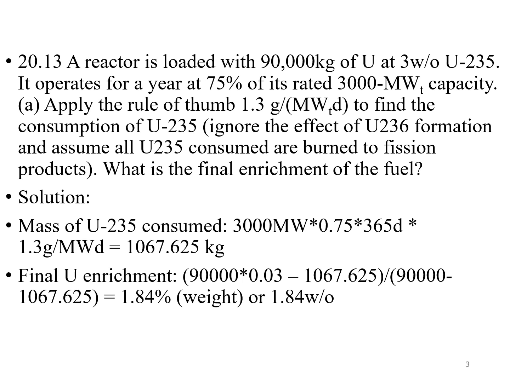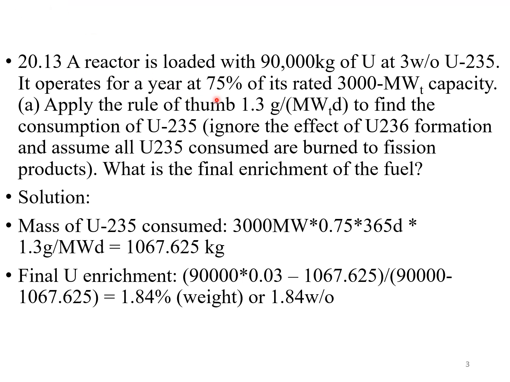Problem 20.13. A reactor is loaded with 90,000 kilograms of uranium at a 3 weight percentage of uranium-235. It operates for a year at 75% of its rated 3,000 megawatt thermal capacity. Apply the rule of thumb of 1.3 gram per megawatt a day to find the consumption of uranium-235. And also, another question is what is the final enrichment of the fuel?